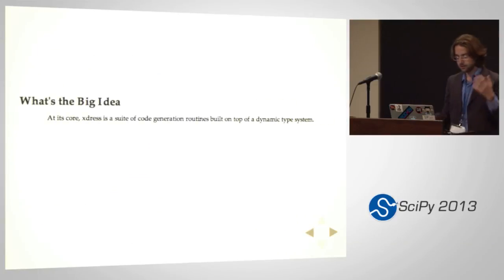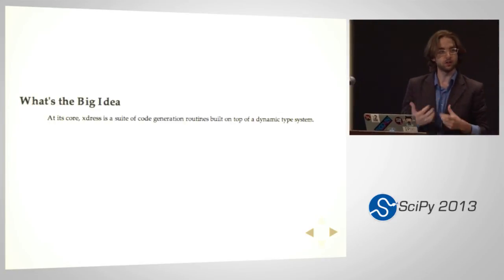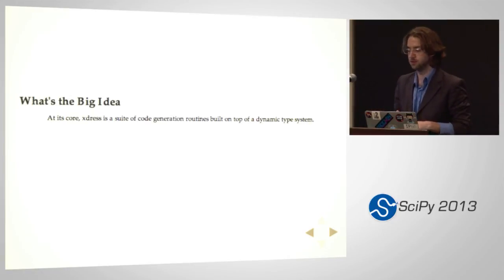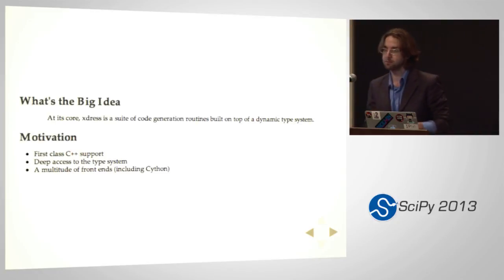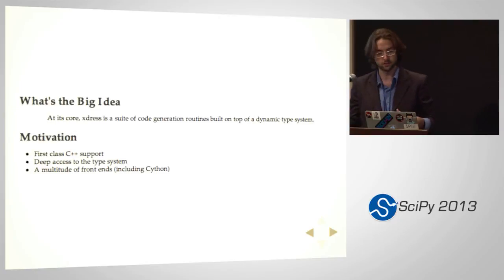So, what is XDress? At its core, XDress is basically a bunch of code generators built on top of a dynamic type system, and we'll talk about what that is in a moment. The motivation is that I have a lot of projects and I absolutely require first-class C++ support. The other thing is that I want the type system itself to be dynamic. I want to be able to go in there and modify it, even during runtime. This is different than something like Swig, where it might be possible, but it's definitely difficult.